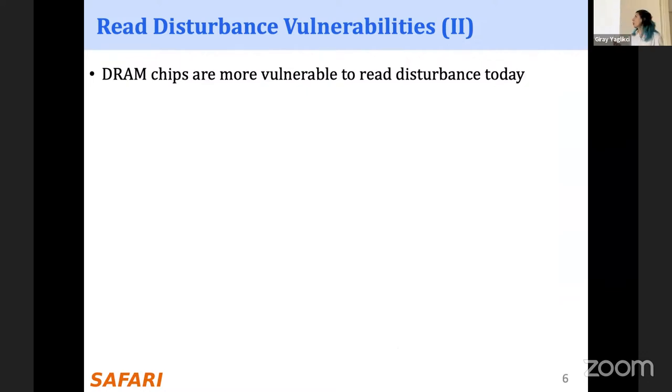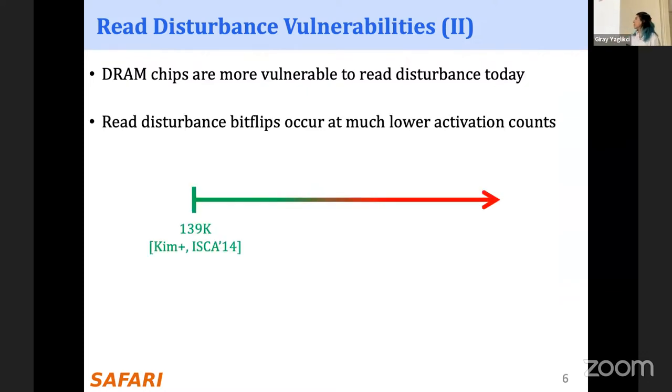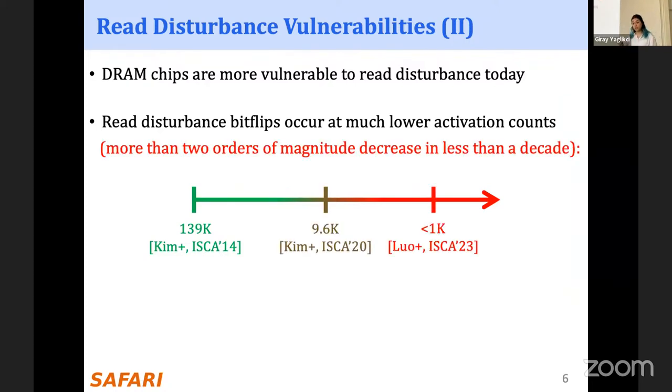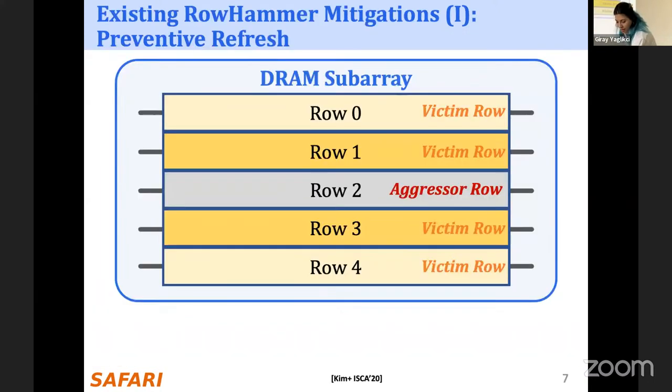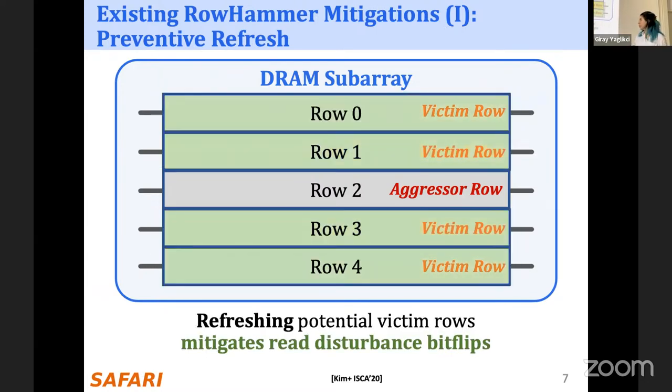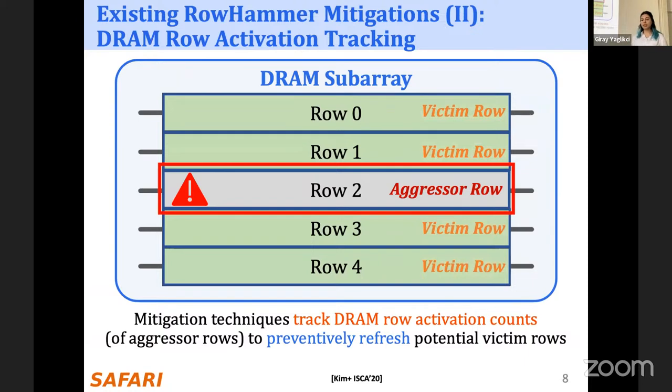So DRAM chips are becoming more and more vulnerable to read disturbance today, and read disturbance bit flips occur at much lower activation counts. These two recent works show that the RowHammer threshold has reduced more than two orders of magnitude in less than a decade. So this is exactly why mitigation techniques against read disturbance attacks need to be effective and efficient in highly RowHammer-vulnerable DRAM-based systems. One approach to mitigate RowHammer is to preventively refresh victim rows before bit flips occur. However, doing so requires tracking DRAM row activation counts of aggressor rows to identify and preventively refresh potential victim rows.